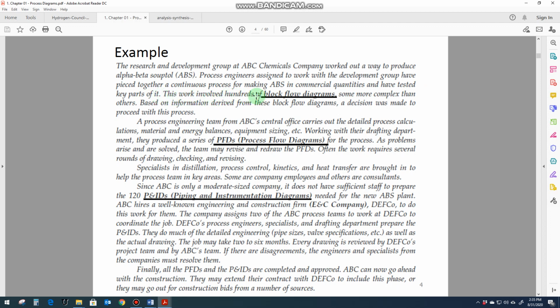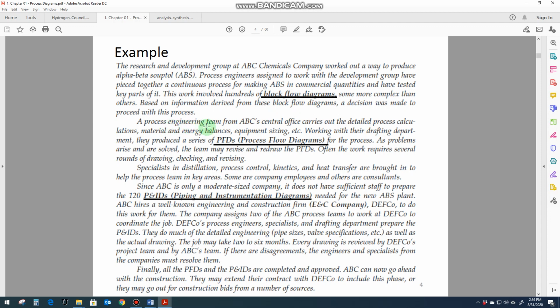This work involved hundreds of block flow diagrams, some more complex than the others. Based on information derived from these block flow diagrams, a decision was made to proceed with this process. So the first diagram that you make for any process is the block flow diagram. You have to see the block flow diagrams of each of the processes, and if different processes are integrated together, then you have to develop the block flow diagram of the whole process. So it can be a block flow diagram for any one process, or a block flow diagram of the different processes that are being linked together.